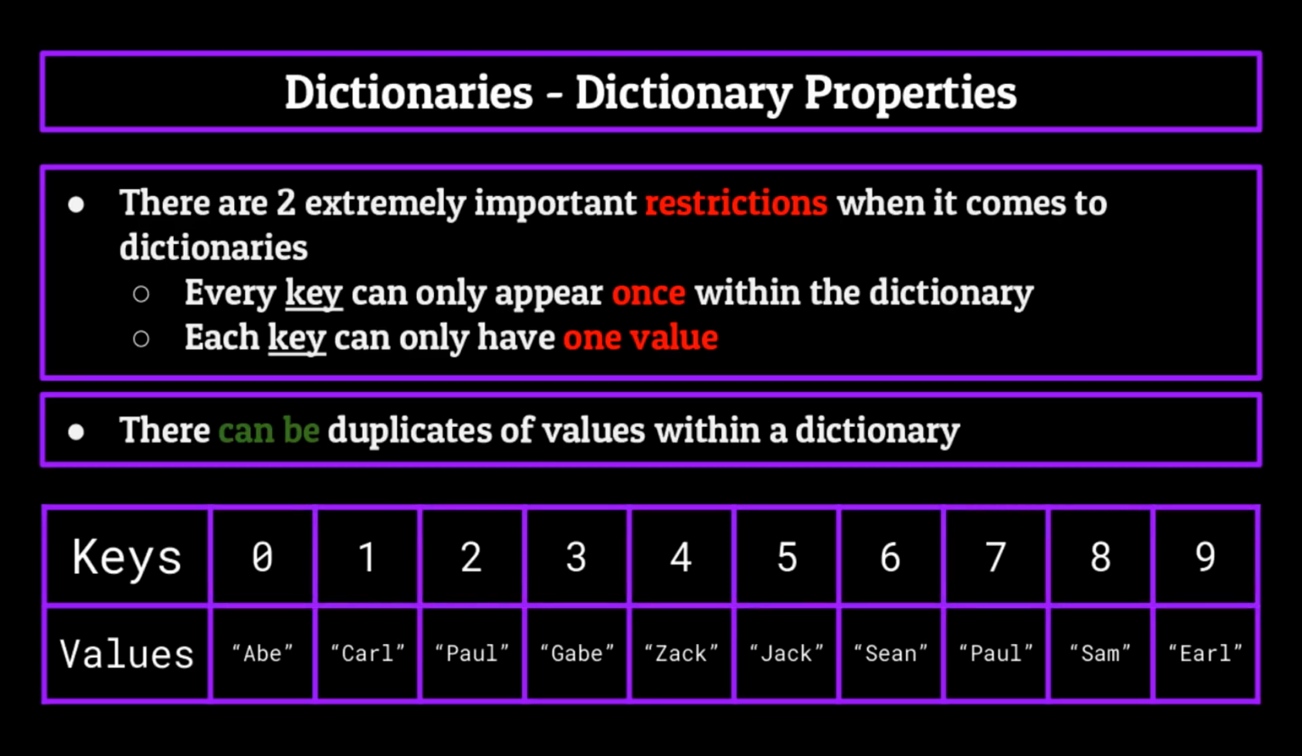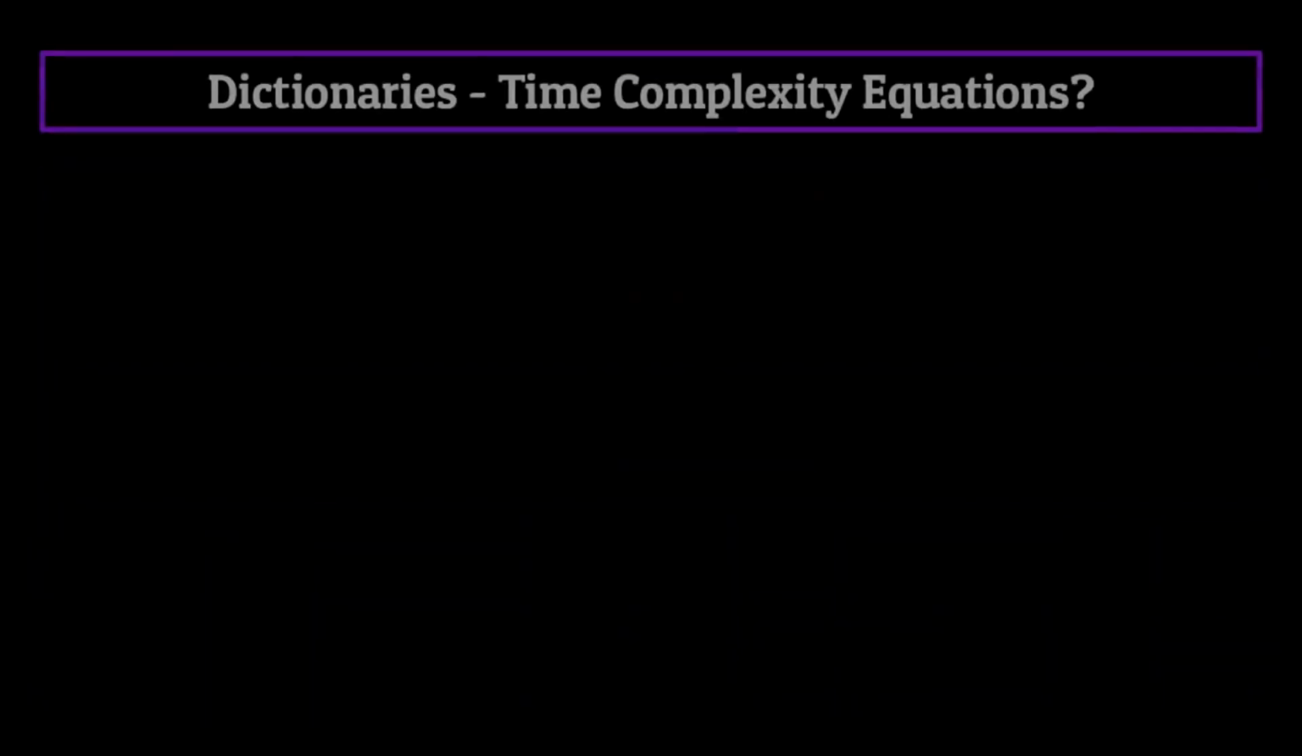Alright, now that we know what dictionaries are and how they work, let's jump into the time complexity equations for a dictionary, or at least try to. Let me explain. Now, for a dictionary, the time complexity equations are a little bit funky.